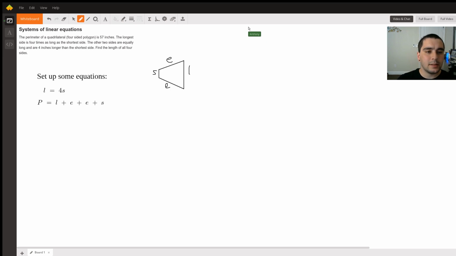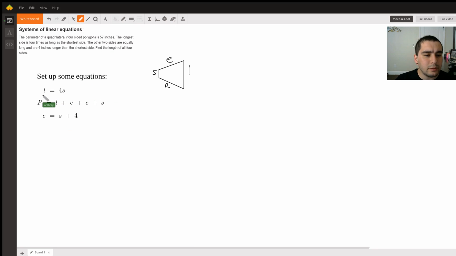So I set up some starting equations, right? And I can add one more equation in here, right? Can add this equation too, right? So the equations I've added to this board, we can point them out right here, right?